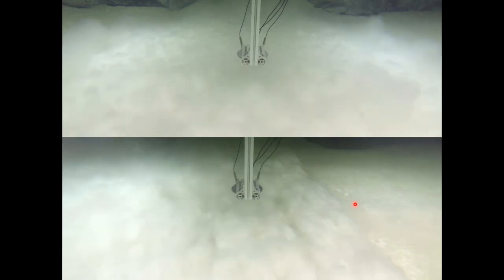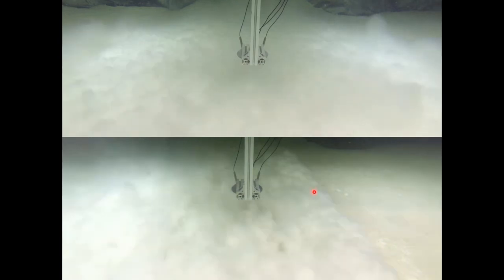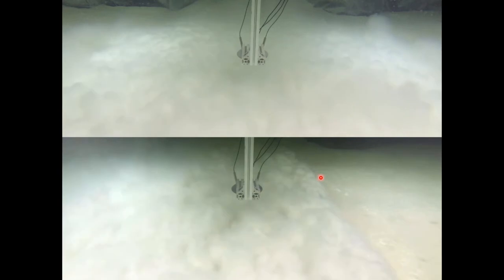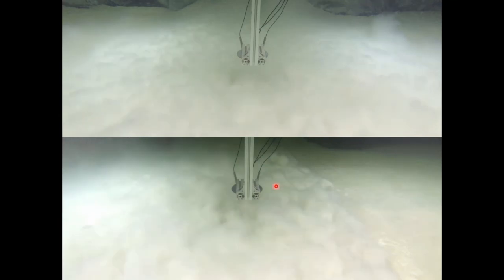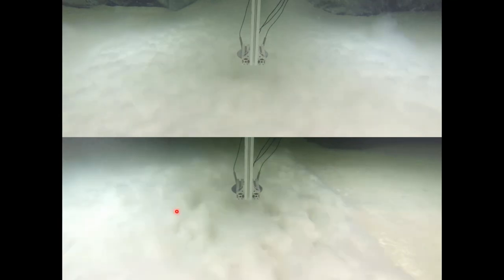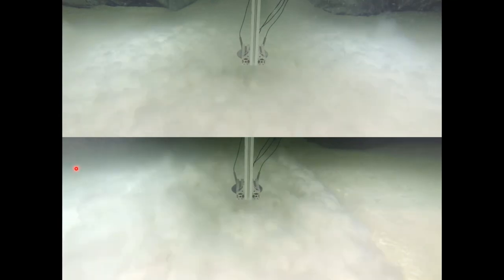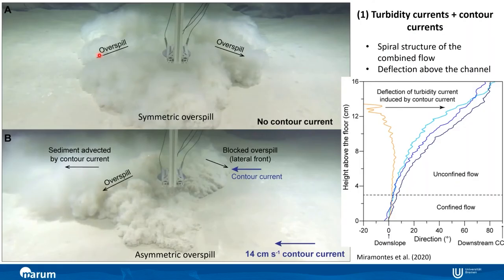You can see very well how the turbidity current is being blocked here and cannot move farther in this direction, and it's completely transported by the contour current. Here it is the same: we have the overspill that is symmetric without the contour current, and when we add the contour current, we have this asymmetric overspill, and the turbidity current is advected by the contour current.